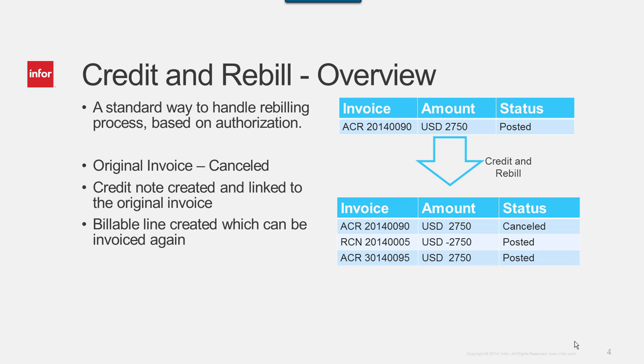Let's look at the overview of this solution. The credit and rebill process provides a standard way to handle the rebilling process based on authorization set up for the user. When an invoice which has been posted is selected for credit and rebill, what happens is the selected invoice is cancelled, a credit note is created and linked automatically to the original invoice, and billable lines are created based on the invoice which is cancelled. These billable lines can be further invoiced by the user.